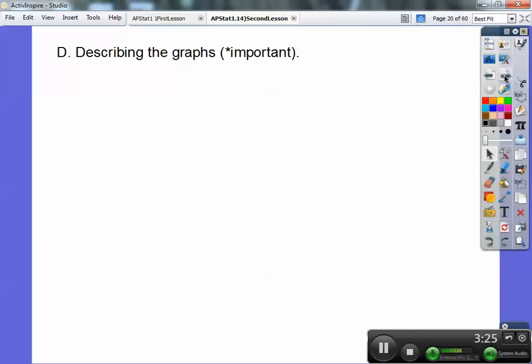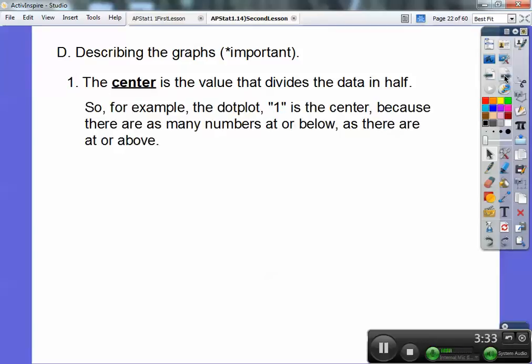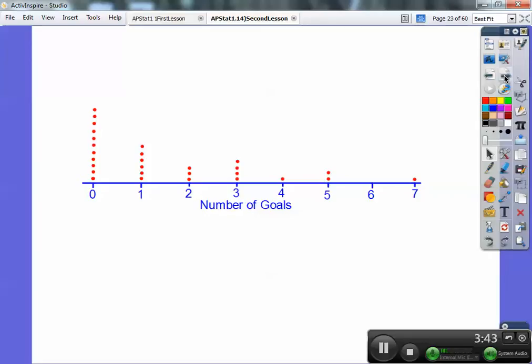So describe the graphs, okay, and this is important. So how to describe the center, you always want to say the center. The center is the value that divides the data in half. So for example, in the dot plot, 1 is the center because there are just as many numbers at or below 1 as there are above. There are 28 goals scored, 28 dots right here, and so the 14th one in is somewhere in here. So 1 would be the center, even though it's not the center over here. 1 is the center because there's just as many dots below as above.